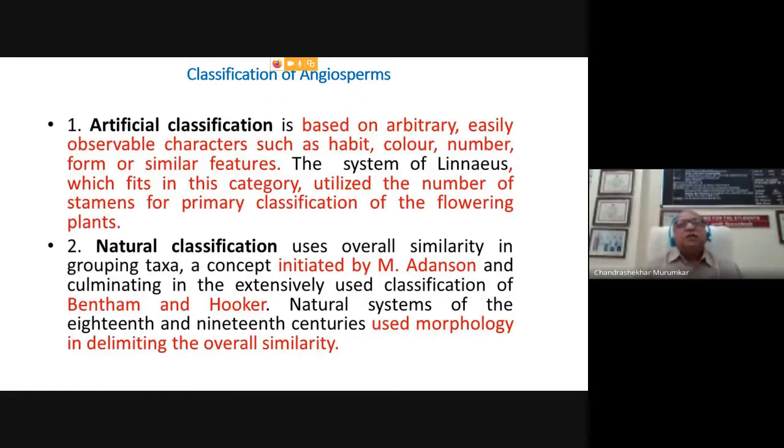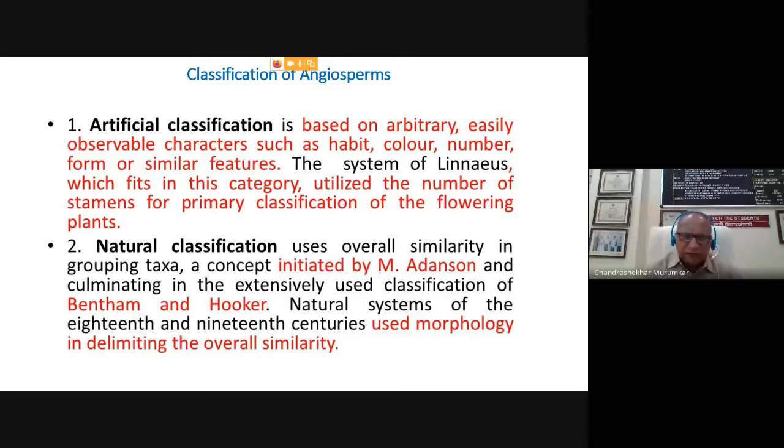So the artificial system of classification is based on arbitrary, easily observable characters, that is, external characters such as habit, color, number, form, or some features. This system of classification was used by many, from Theophrastus to Linnaeus, which fits in this category. Generally here, the taxonomists consider only one character. Either they consider only the habit of the plant, or one or two characters of the plants, and accordingly they made the classification, and that's why it was artificial.